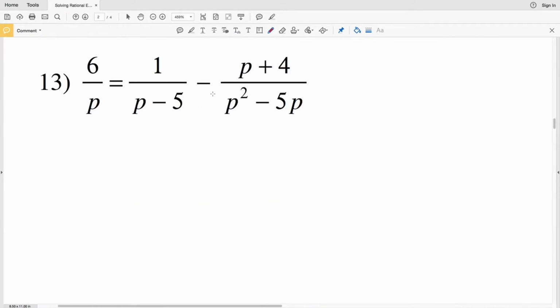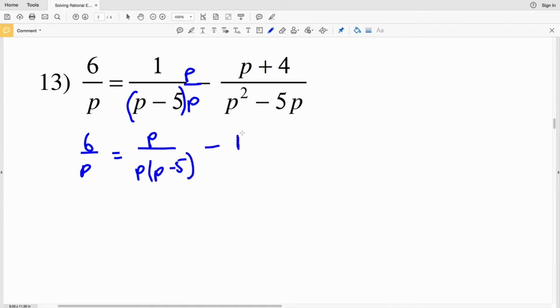In number 13, we're going to have to make a common denominator. Remember, multiplying any quantity by 1 will not change the value. So if I multiply 1 over p minus 5 by p over p, which is that 1, since p over p is equal to 1, I'll have p over p times p minus 5. Then we're going to subtract p plus 4 all over p squared minus 5p.